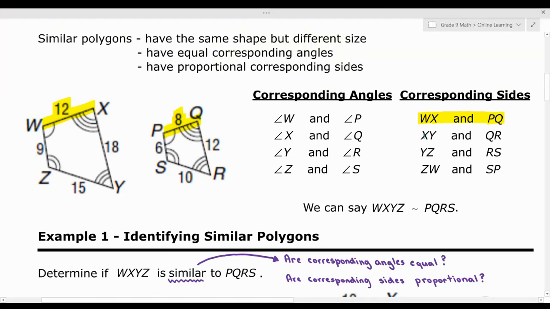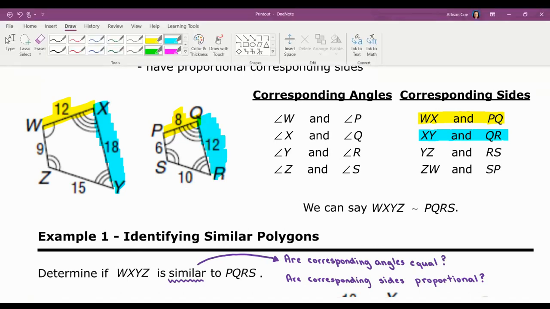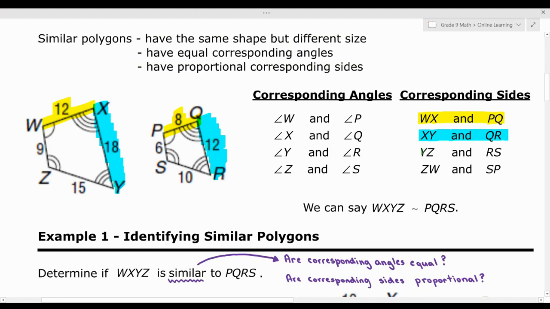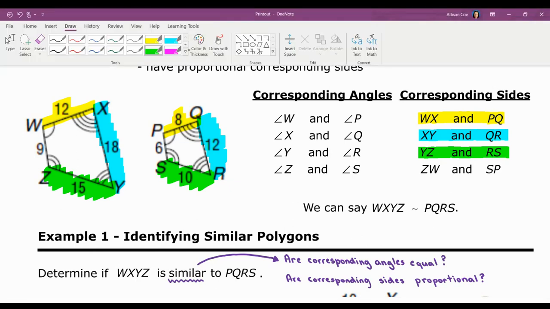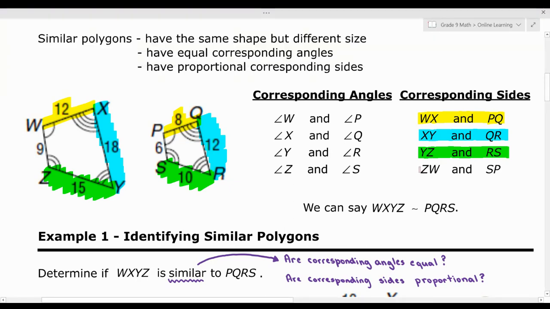We'll keep going around. Side XY is proportional to side QR. So XY, which is 18, is proportional to QR, which is 12. And then side YZ is proportional to side RS. So YZ, which is 15, is proportional to RS, which is 10. And the final one, side ZW, is proportional to side SP. So ZW is the 9, and it's proportional to SP, which is 6.